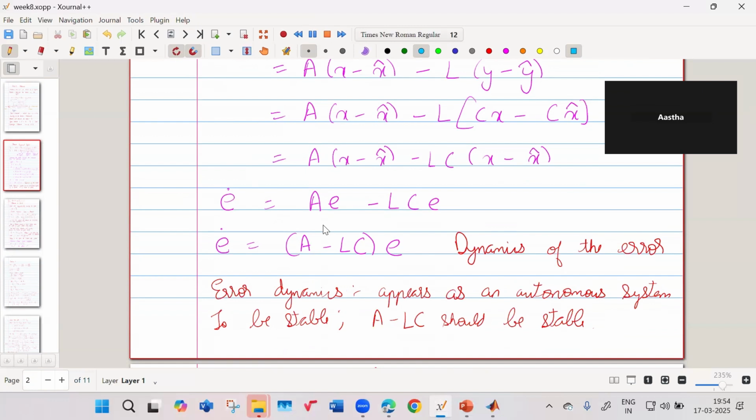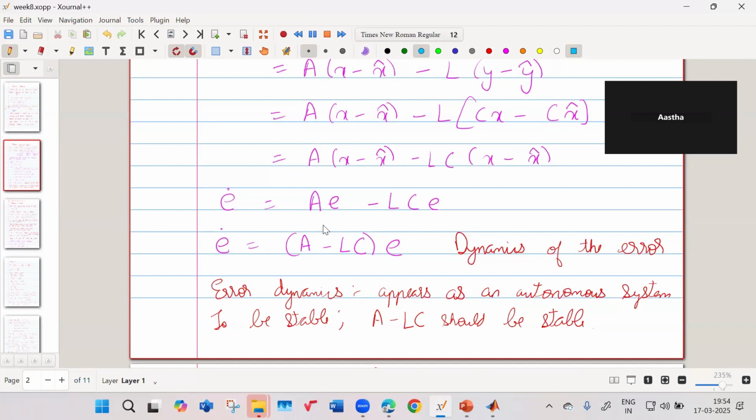For it to be stable, we know the criteria for the LTI system is that the eigenvalues should lie on the left half of the S plane. That is, they all should have real part negative. Suppose we do that also, still it may not be sufficient. Our system might still be slow, our observer might still be slow.